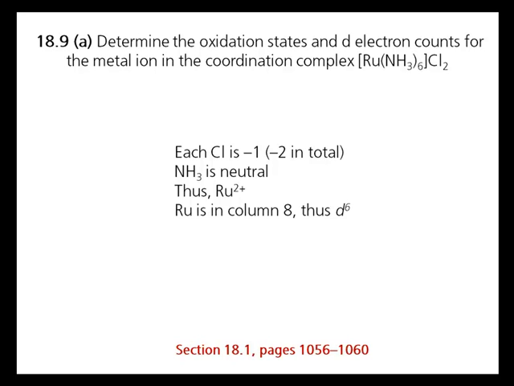Ruthenium is in group number 8 of the periodic table, and so the neutral atom would be s2d6. To make the Ru2+ requires removing those 2 s electrons, and thus there are 6 d electrons in the ruthenium 2+ ion in this complex. The name, by the way, of this complex is hexaammine ruthenium(II) chloride.